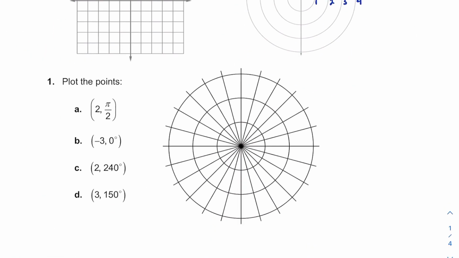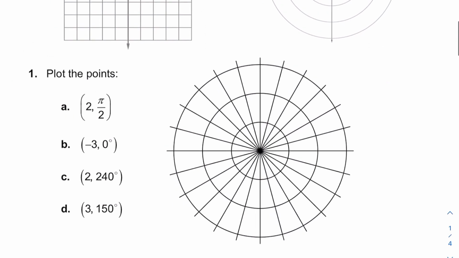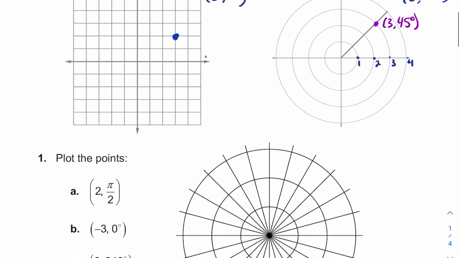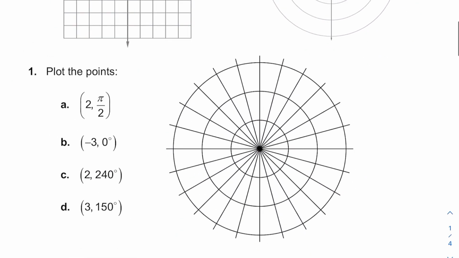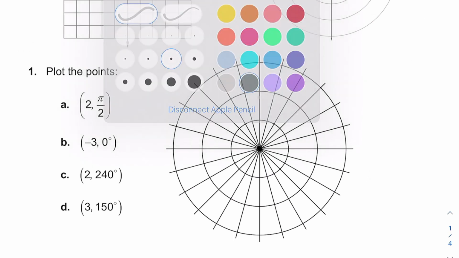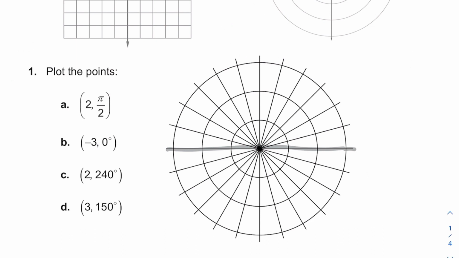So number 1, this is a blank graph, just like I could give you a grid for rectangular. This is a blank polar graph. I know it looks crazy. Let me show you a couple of important things here. First off, sometimes I find it helpful to quickly highlight the axes, because they get lost in there, so I know where we're starting.